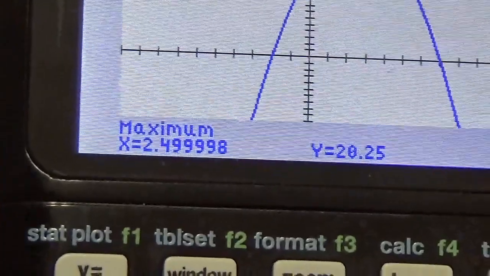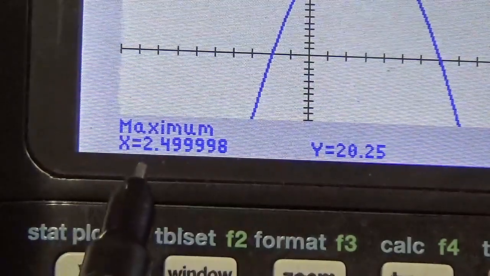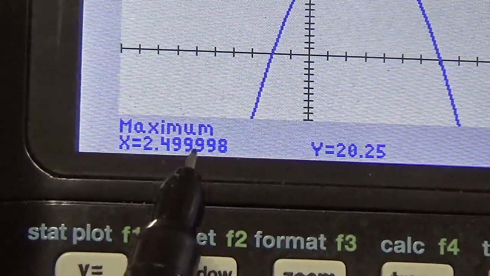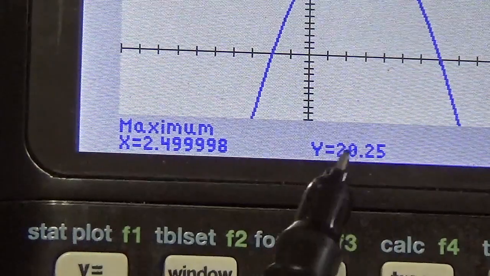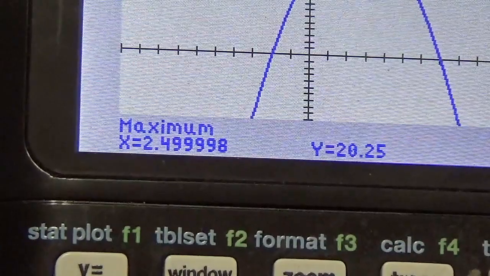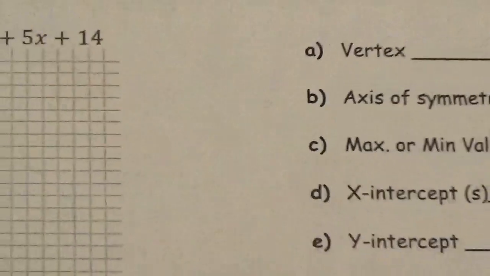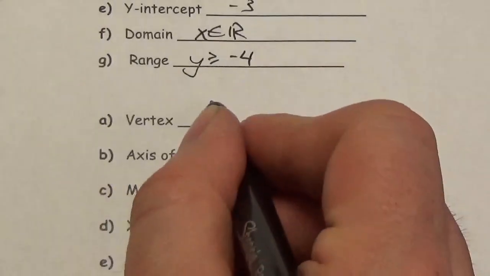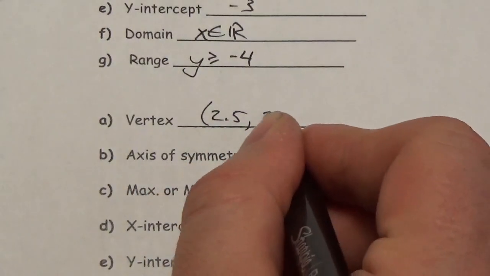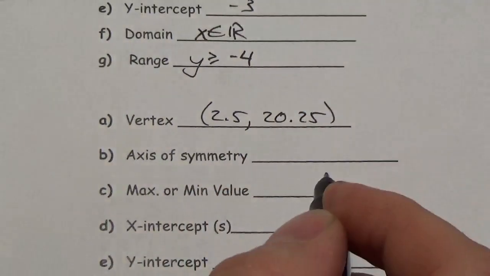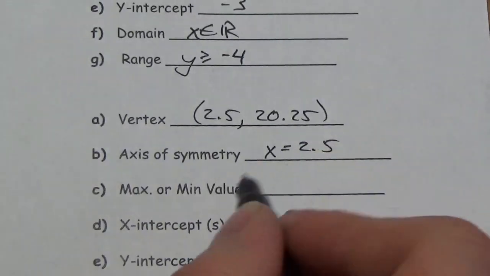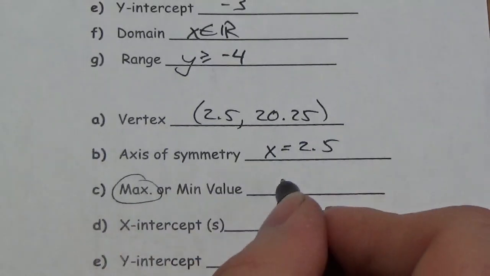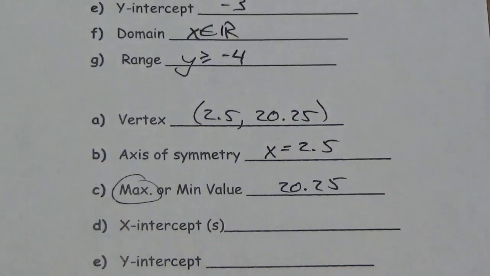Let's take a quick look at that. And I've got this weird sort of a number, 2.49999. I suspect that's supposed to be 2.5 and 20.25. So 20 and a quarter and 2.5. So my vertex, now I would probably leave it as the decimals here, 2.5 comma 20.25. I know that my axis of symmetry is therefore x equals 2.5. And I know that I've got a maximum value of 20.25.